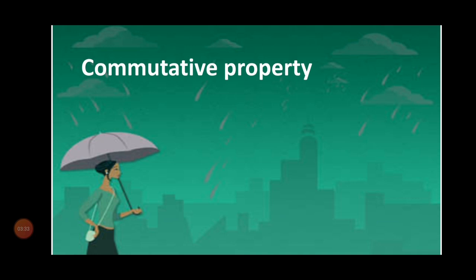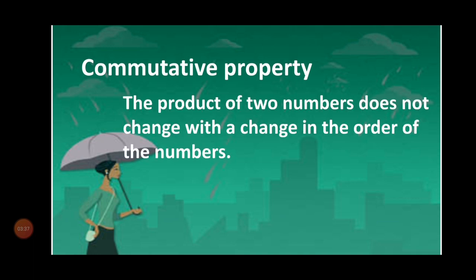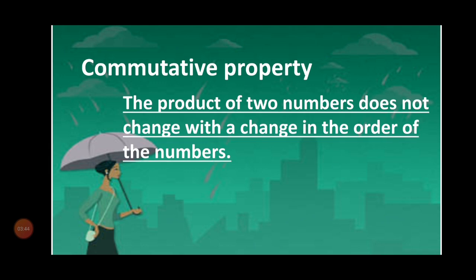That is commutative property. Commutative property means the product of two numbers does not change with a change in the order of the numbers. That means changing the order of the factors does not affect the product. You can change any number in any order, you will get the answer correctly. It doesn't affect the product.